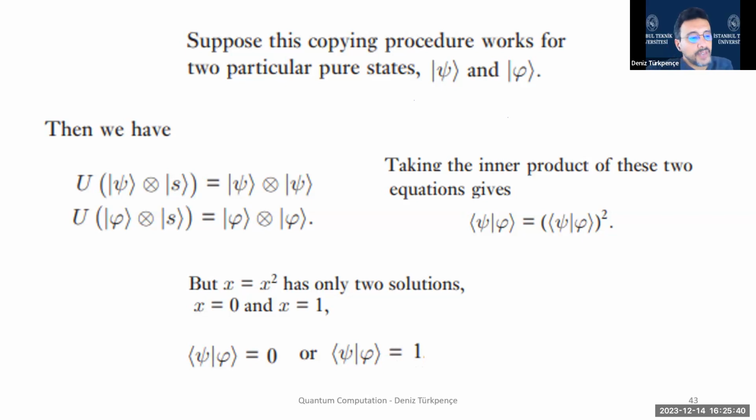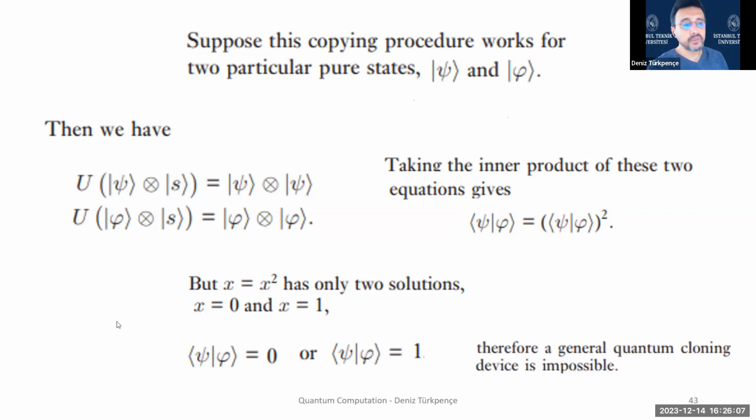But if 2 quantum states are orthogonal, this is not very interesting because it looks like a classical state. So this means that 2 quantum states can only be copied if they are orthogonal. But orthogonal states are already the classical states, and I already know that classical information can be copied. So I conclude a general result: a general quantum cloning device is impossible. I cannot clone or copy an unknown quantum state by this simple proof. Okay.